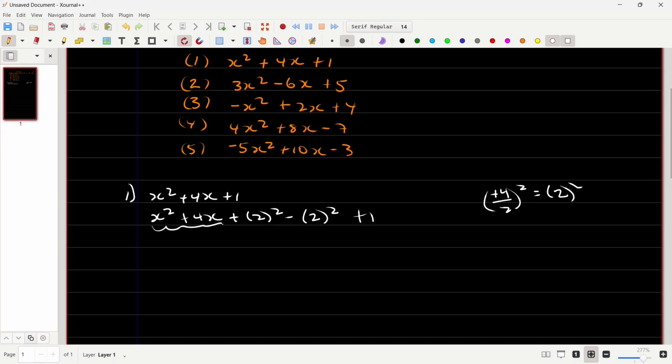So this here is my perfect square, and I'm going to get x plus 2 squared, and then I'm going to solve this piece on the end here. So 2 twos are 4, negative 4 plus 1 will give me negative 3, and that's my answer.